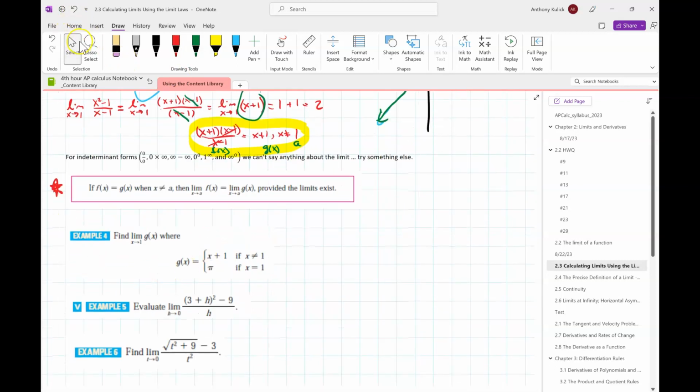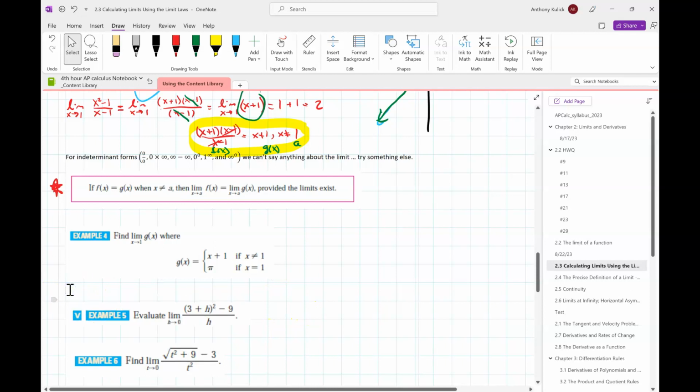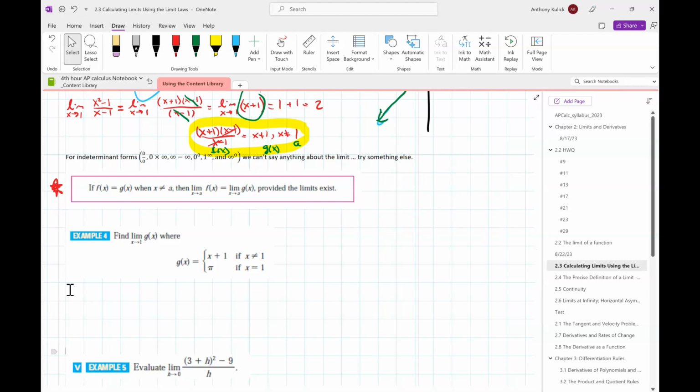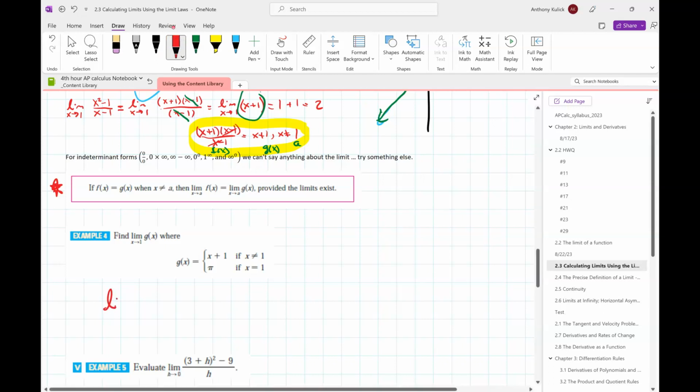Let's do some more examples. Because this is now getting into just evaluating limits without a calculator, right? Which is what we want to get to. All right. Next one says limit as x approaches 1 of g of x, and g of x is given as the piecewise function. I mean, you could graph this if you wanted to. You do not need to do it. What do we think?